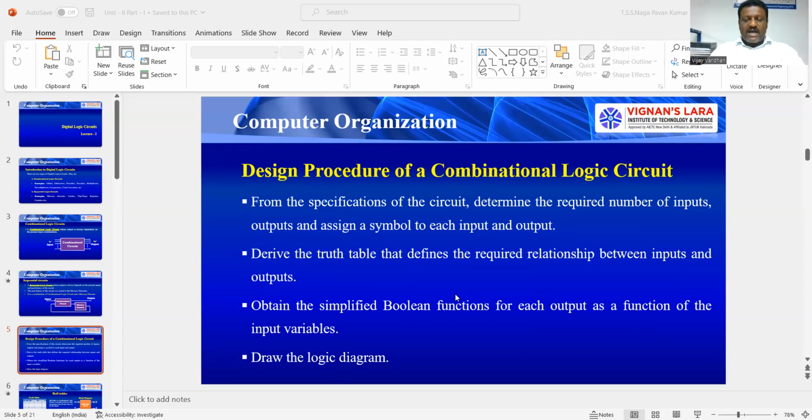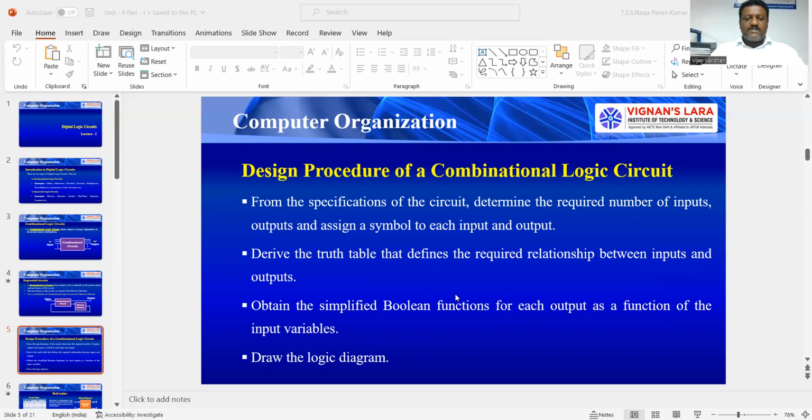The second thing is, after getting the block diagram, we have to derive the truth table of the logic circuit. What does a truth table give us? The truth table gives the information of the digital logic circuit, how the output varies with respect to all possible input combinations. So we have to get the truth table. That should be the second step.